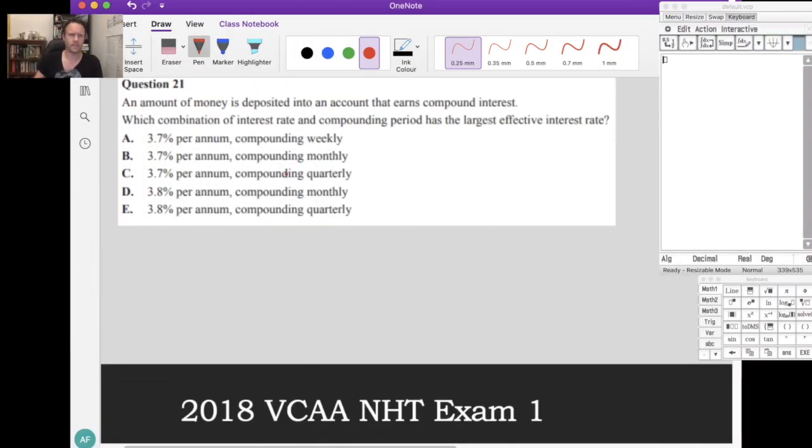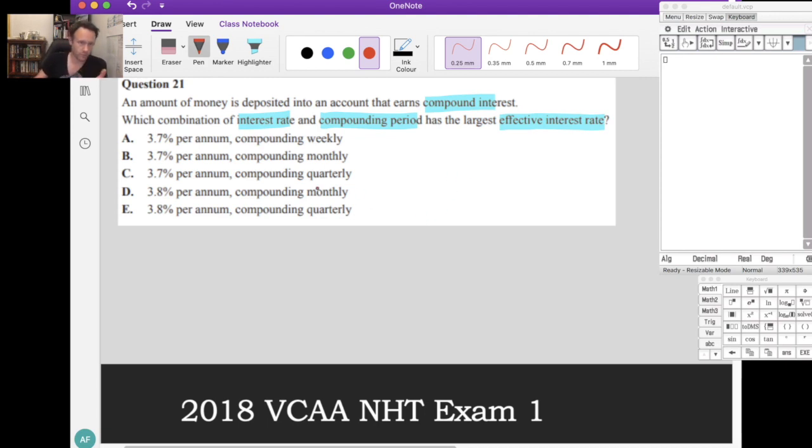Next one, an amount of money is deposited into an account that earns compound interest. Okay, that's my highlighter. So compound interest, which combination of interest rate and compounding period has the largest effective interest rate? Keywords being effective interest rate. We should instantly trigger that function is available on our calculator in one of the financial settings.